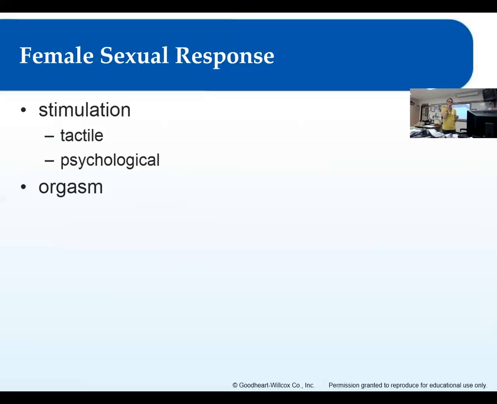One thing that's different between females and males is that orgasm is not required for females in order for conception to occur, versus males, where it is required because that's what causes ejaculation. Okay, so that is that.